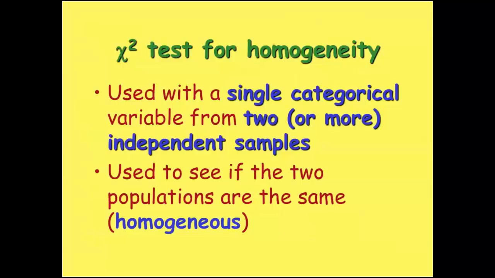Alright, the last chi-square test we're going to talk about is the hard one to say, the chi-square test for homogeneity. This is used for a single categorical variable from two or more independent samples. So the independence test was one sample with several categories. This is one category with several samples, if that makes sense. And we use this test to determine whether the populations are homogeneous or essentially are the same.